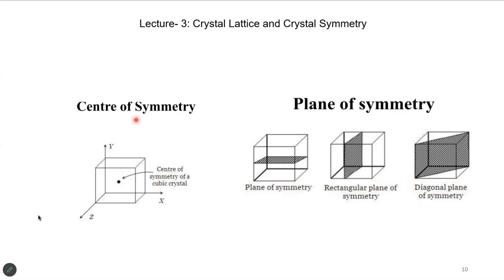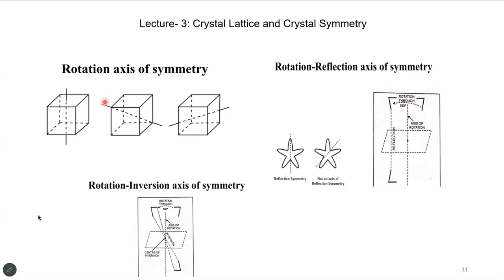So we talked about center of symmetry, we talked about plane of symmetry, and next, what we call rotation axis of symmetry. We can have an axis there and we rotate by a certain angle, and then we get the identical object.